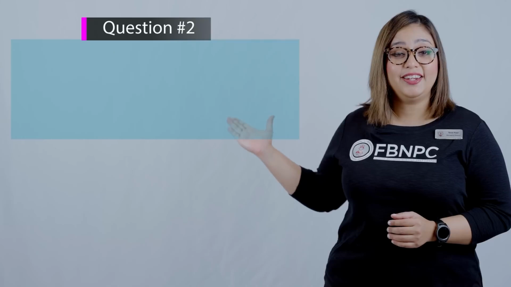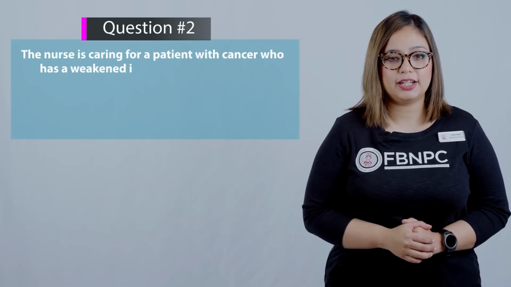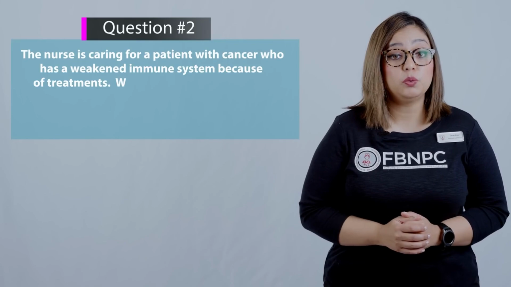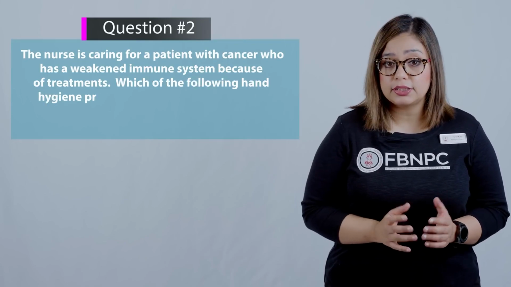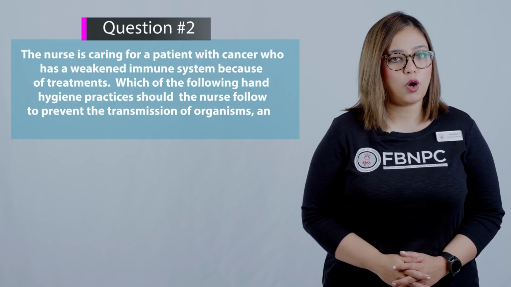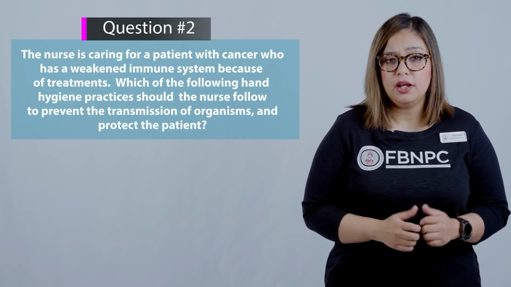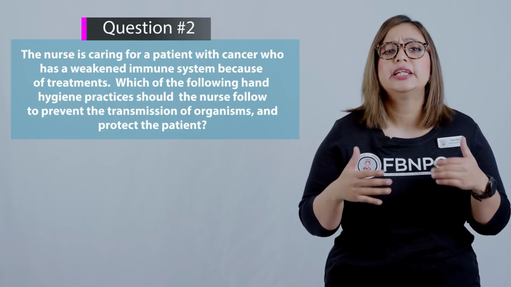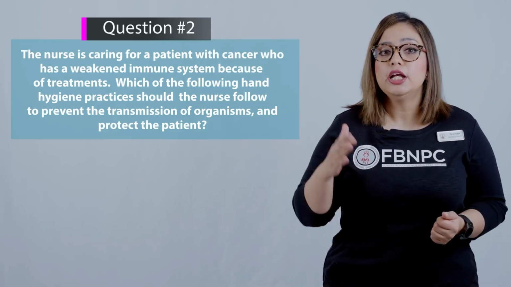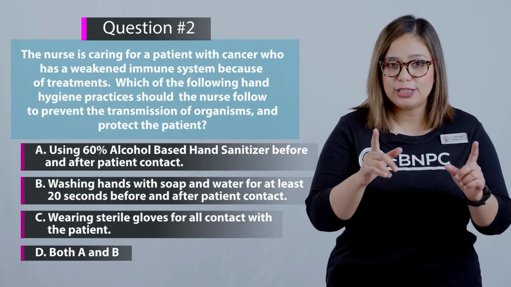All right, so here is your second question. The nurse is caring for a patient with cancer who has a weakened immune system because of treatments. Which of the following hand hygiene practices should the nurse follow to prevent the transmission of organisms and protect the patient? I hope you guys know about these patients. These are neutropenic precautions, right? So read these 4 options and choose your answer. Make sure you guys pause the screen.